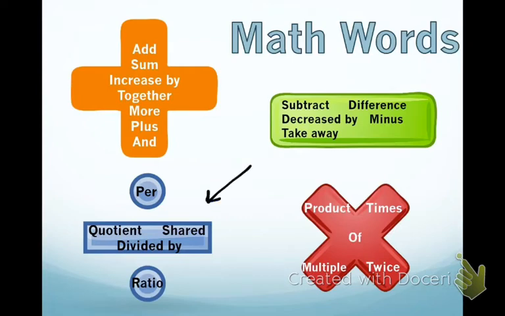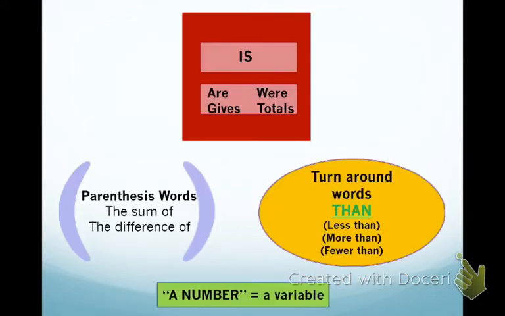These are some different words that have to do with dividing, and these ones over here have to do with multiplying. Next, you'll see we're going to focus on the equal sign. What's the biggest word there that really means equals? Is. You'll see that a lot of times in our word sentences. And then if you have not yet down at the bottom, we'll talk about parenthesis words and turnaround words later, but I just want you to be reminded and remember that a number always will equal a variable.